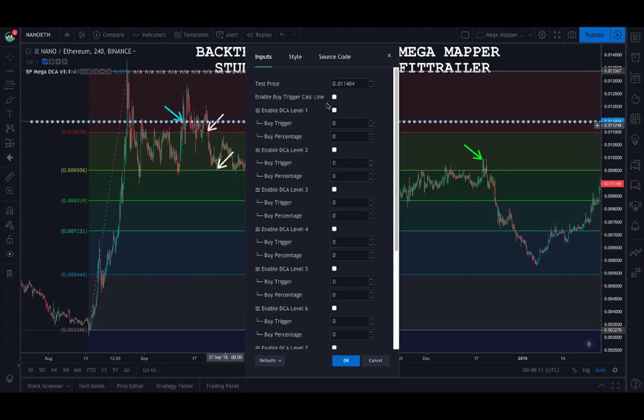And so now we're going to enable the buy trigger calc line. When you do that, you can see that it actually overlaps the test price because there's only been one purchase, and so the average matches the entry. And so now we're going to do a calculation to determine our first DCA trigger level. And so here's how to do the math.